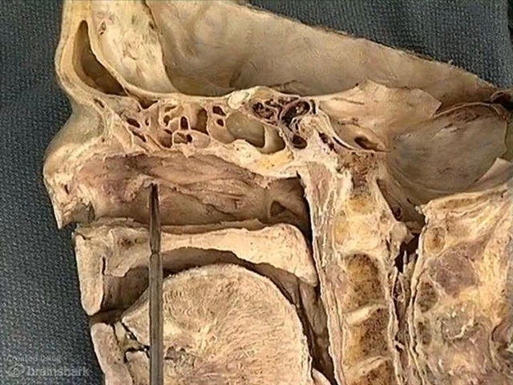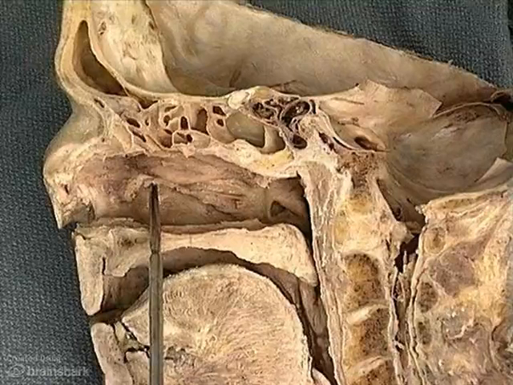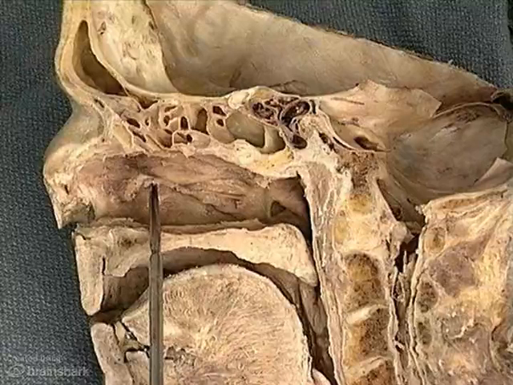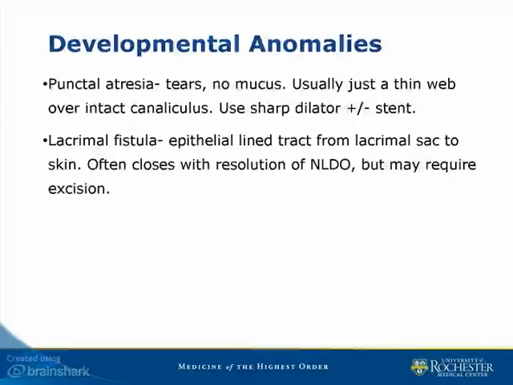This is a cadaveric specimen showing similar anatomy of the lateral nasal cavity. The probe is entering the opening of the nasolacrimal duct under the cutaway inferior turbinate. There are a number of developmental anomalies in the nasolacrimal system. The first we'll discuss is punctoatresia.